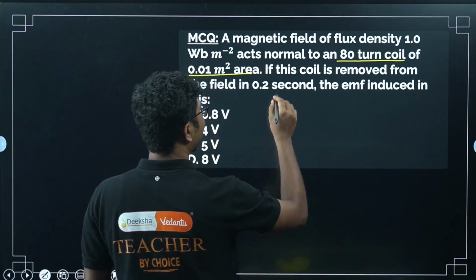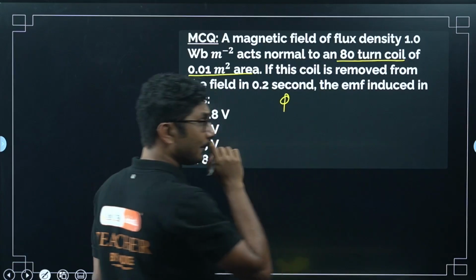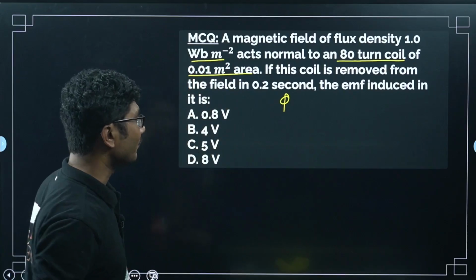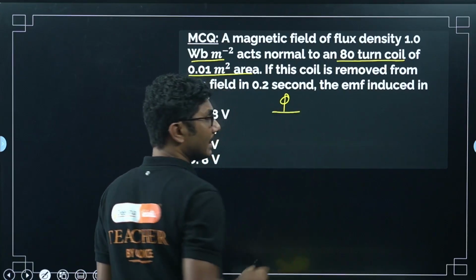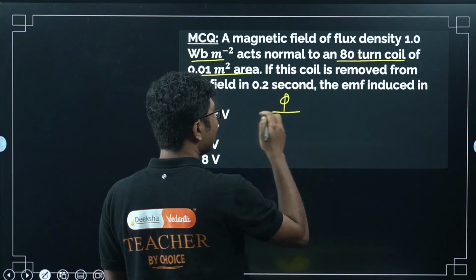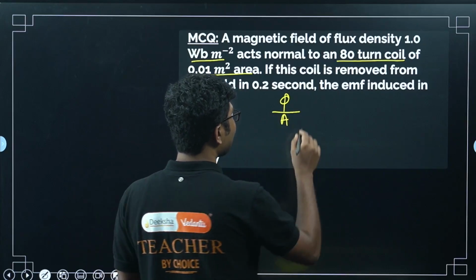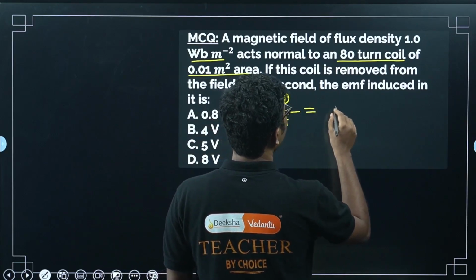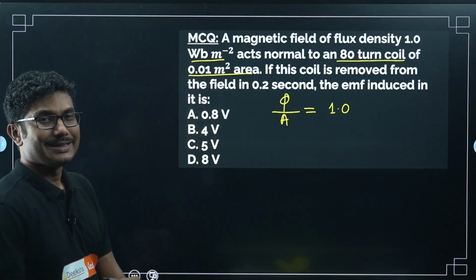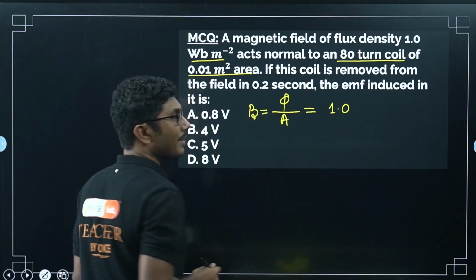Magnetic flux density is given. Density is given in terms of Weber per meter square, since flux is generally calculated in the unit of Weber. So flux density is flux divided by area, given by 1.0. This is nothing but the magnetic field. Flux density is sometimes also called magnetic field.